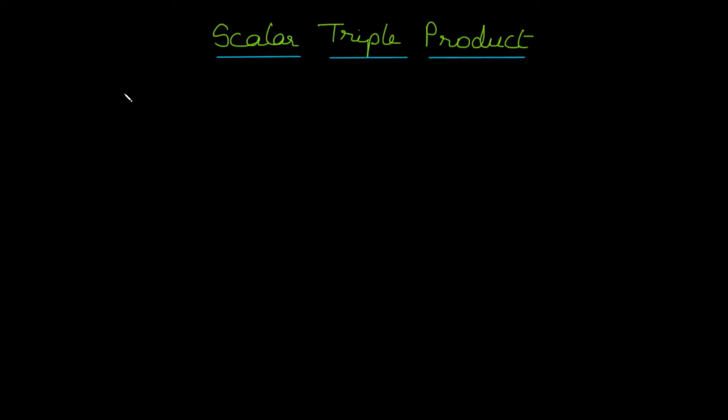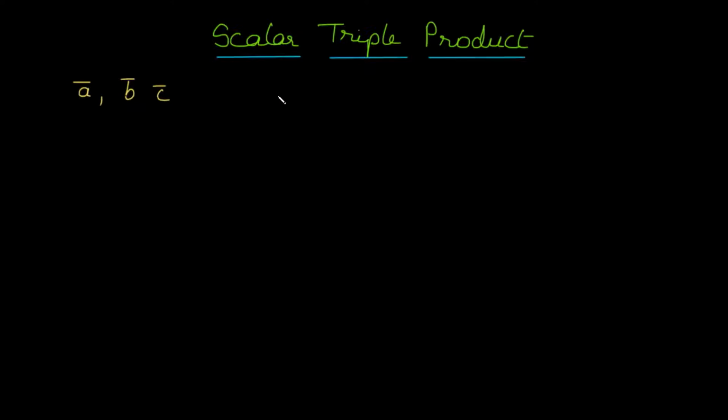Hello students. So far we have discussed two types of products of vectors, that is the dot product and the cross product. Today we are going to discuss a third type of product, which is known as the scalar triple product of vectors. Now consider the vectors, say A, B and C. Suppose A, B and C are three vectors.